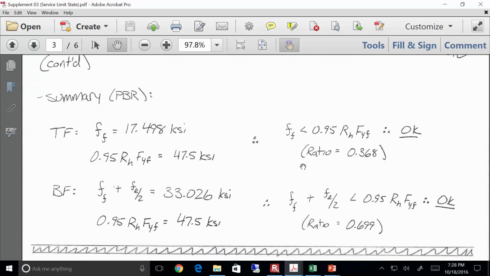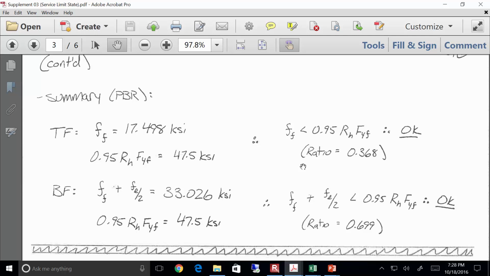All right, so if I summarize the positive bending region, let's take a look at this. Okay, so for the top flange, here was the stress, here's the capacity. Would that be good? That's a good result, right? This is how much we're actually putting on the girder, and this is how much it can withstand. That's good, right? Okay, now we bridge engineers, we like to express that through what's called a performance ratio. We just take this and divide it by that. If you take this and divide it by that, you'll get a ratio of 0.368. 0.368 is a measure of the performance of that flange under that limit state.